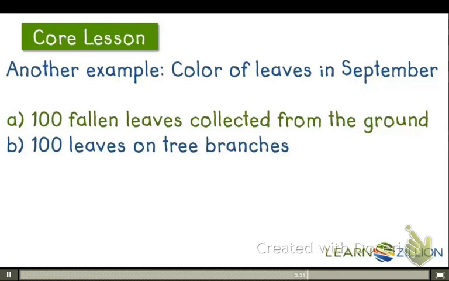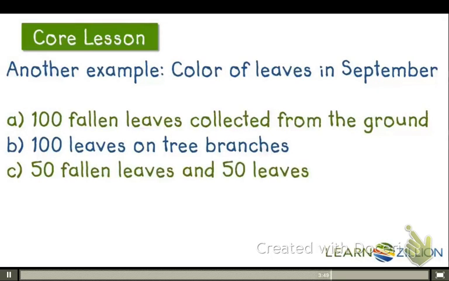Sample B: 100 leaves on tree branches. Well, for the same reasons, this is a biased sampling method as well. Only leaves on tree branches have been collected, and so they won't be representative of the entire population because they're more likely to still be green.